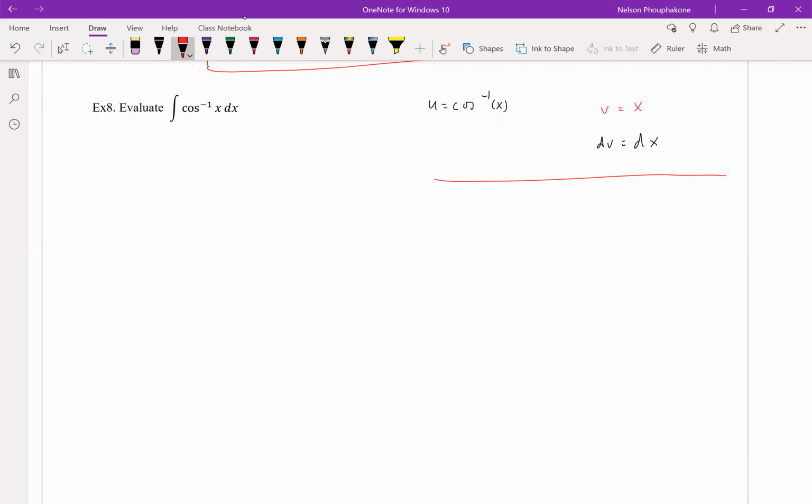So if we have u equal to cosine inverse of x, that means cosine of u is equal to x. And now what we're going to do is take the derivative of both sides of the equation. Then, of course, we know that the derivative of cosine gives negative sine of u times u prime is equal to 1. Then u prime will be 1 over negative sine of u.